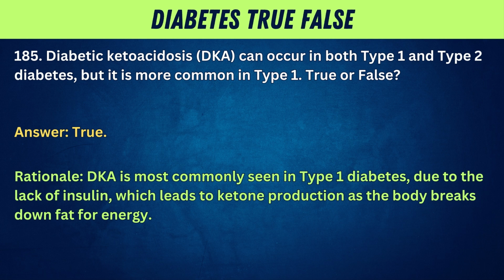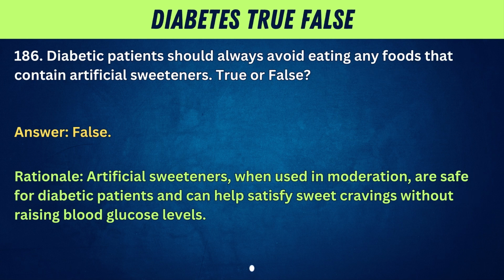185. Diabetic ketoacidosis, DKA, can occur in both type 1 and type 2 diabetes, but it is more common in type 1. True or false? Answer: true. Rationale: DKA is most commonly seen in type 1 diabetes due to the lack of insulin, which leads to ketone production as the body breaks down fat for energy.